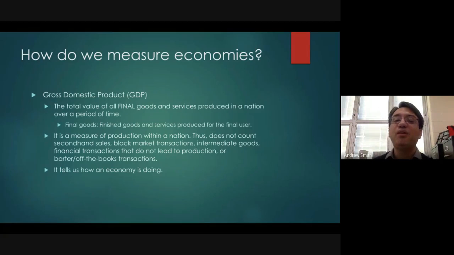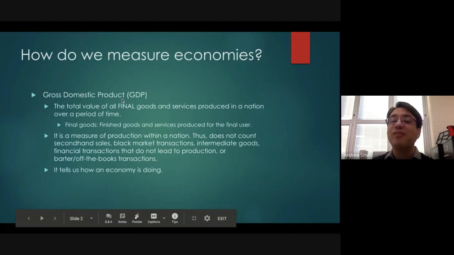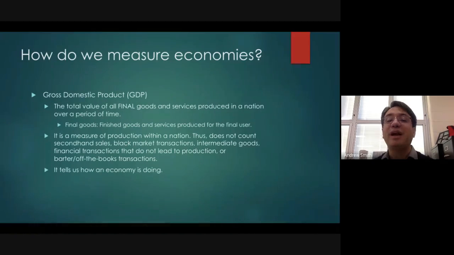The GDP, look at that last word there, product. It's a measure of how much a nation produces. So it also does not count secondhand sales. For example, what you buy at Goodwill, or if you buy a used car, or if you buy a pre-existing house, those do not count toward the GDP because those were already produced. They counted toward GDP in the year they were produced and originally sold, but not now.